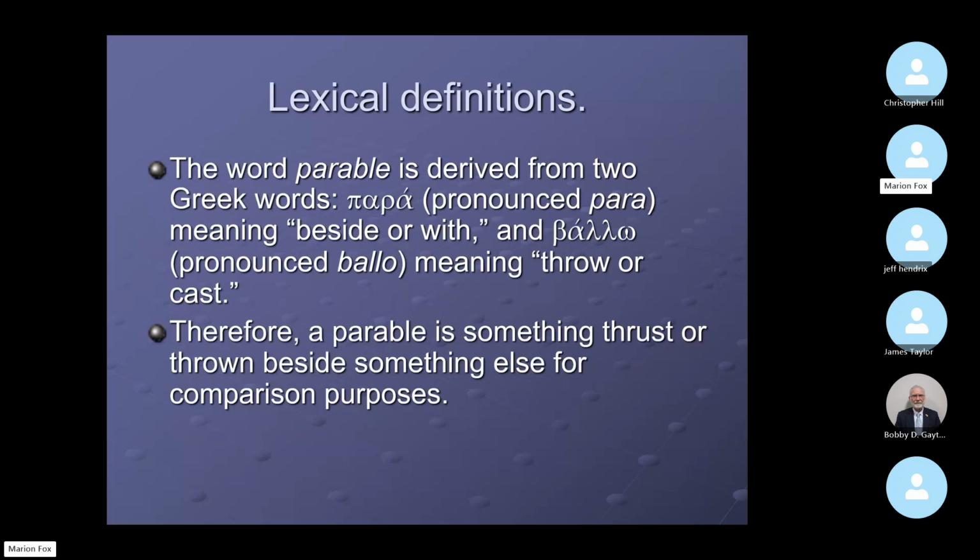So we have to look at what the comparison is, usually taking something that did happen and it was well known, and he laid beside it, took that physical thing, and then something that was well known, and then he laid beside it to teach a spiritual truth from it.